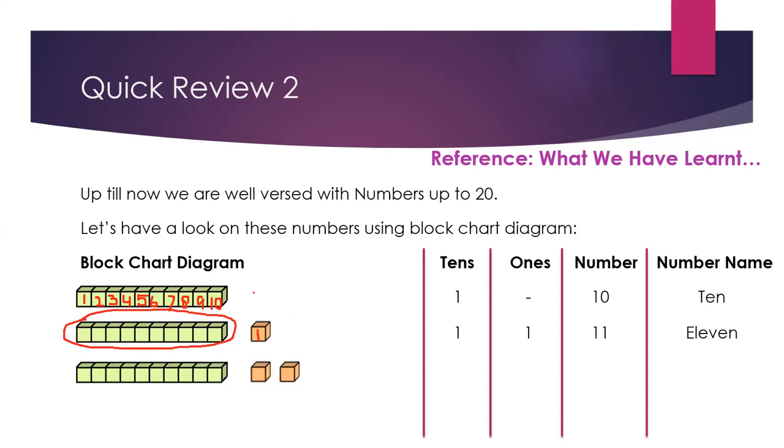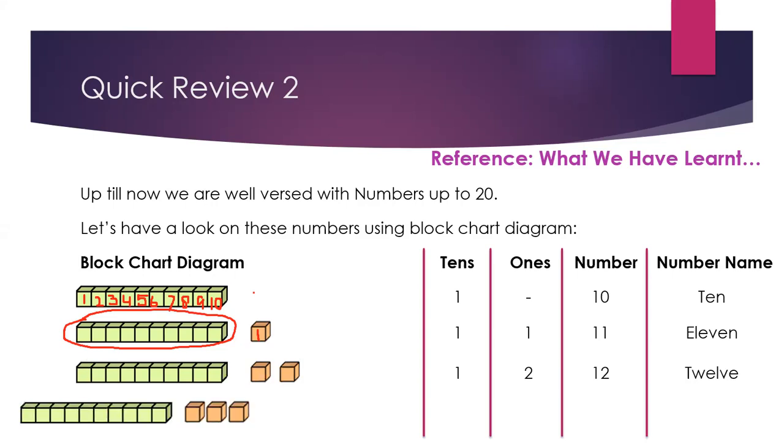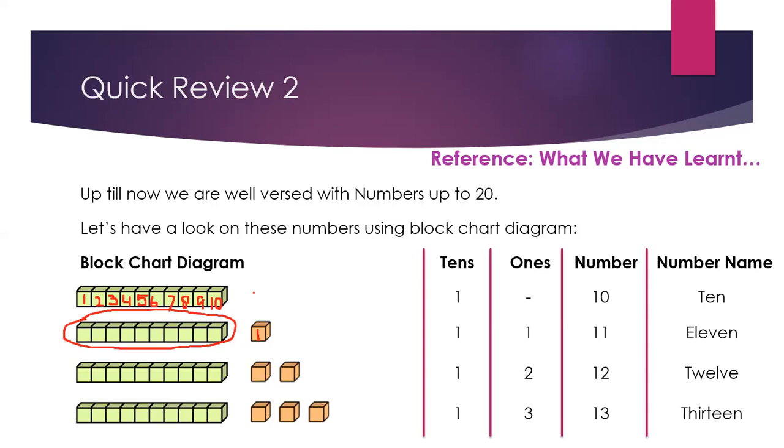Move on to another number. It is 12. One tens block is showing one tens, and there are two ones block showing two ones. So one tens, two ones. The number is 12. 10 plus 2, 12. And the number name is TWELVE, 12. Here we are showing the number 13. In a similar way, one tens and three ones, the number 13.